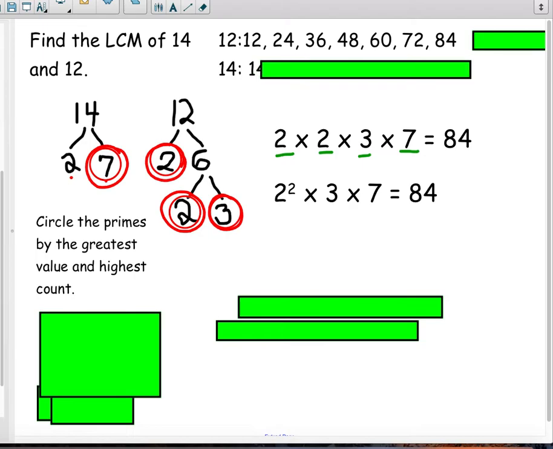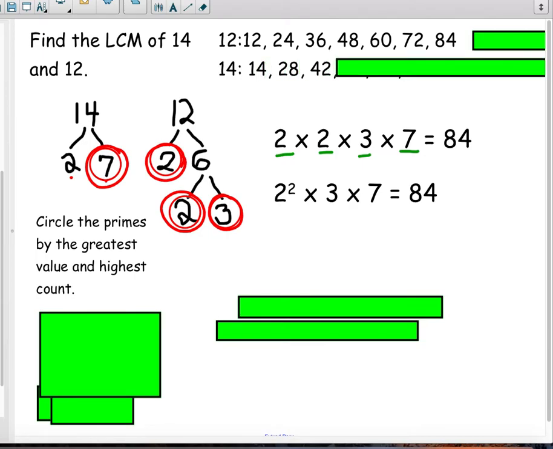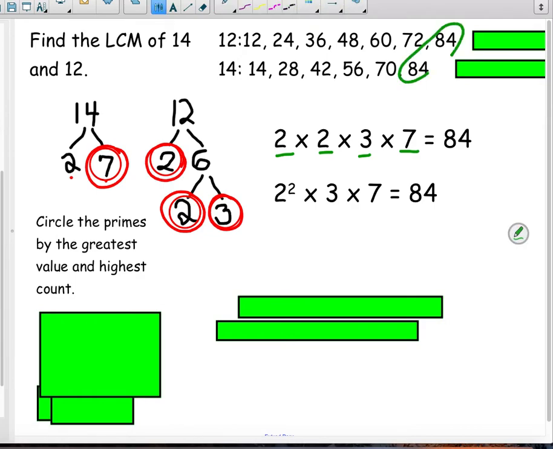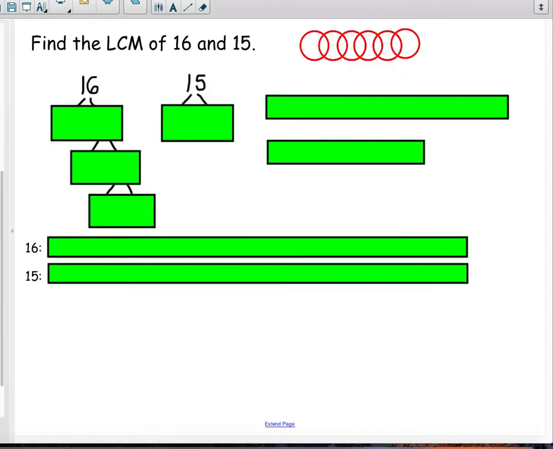And then we would have 14, 28, 42, 56, 70, 84, and so if we use the list method, we get 84. And you can see that with numbers like this, sometimes it's easier just to use factor trees. All right, let's try another example.